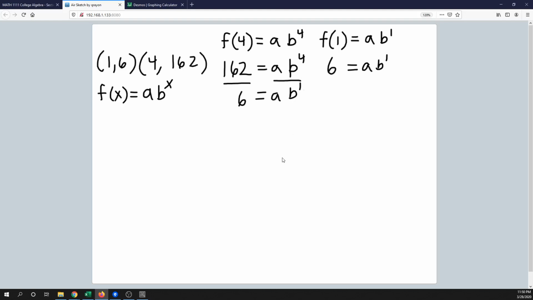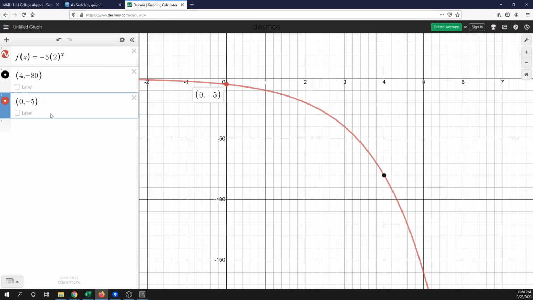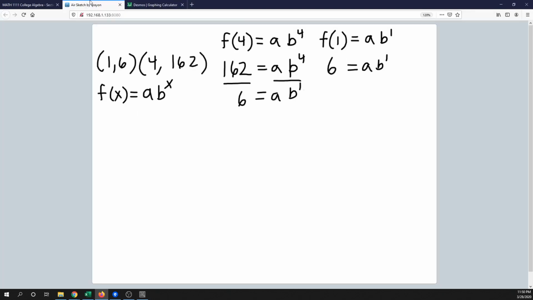So 162 divided by 6 is 27. Over here on the right-hand side of this equation, I have a divided by a, which comes out to be a 1. And then I have b to the fourth divided by b to the 1. I'm dividing like bases, and when you divide like bases, you subtract the exponents. So that's b to the 4 minus 1. So I get 27 equals b to the third.